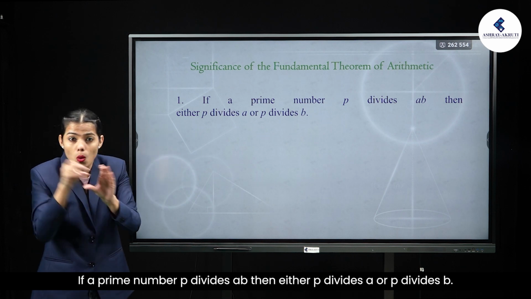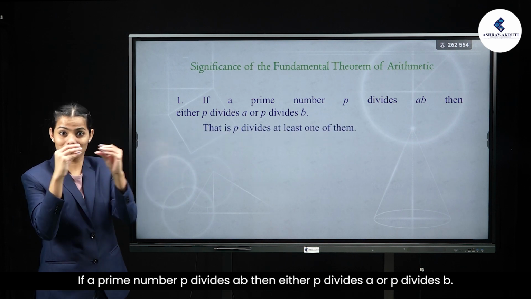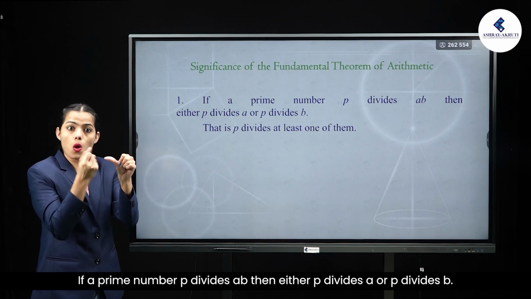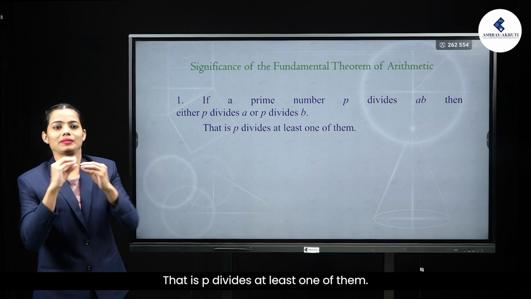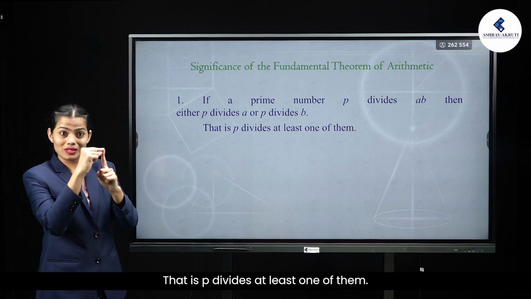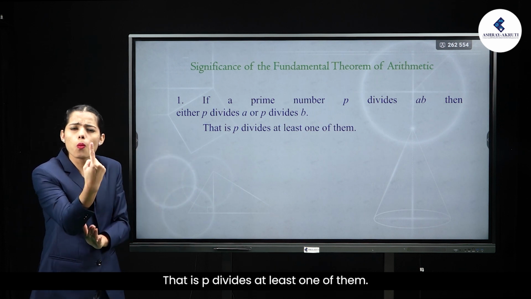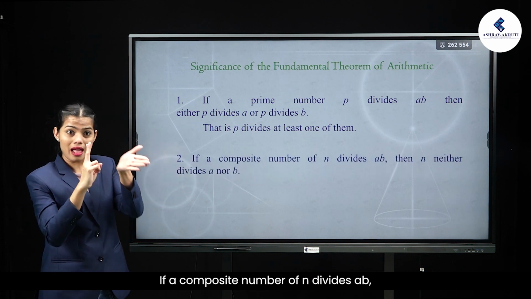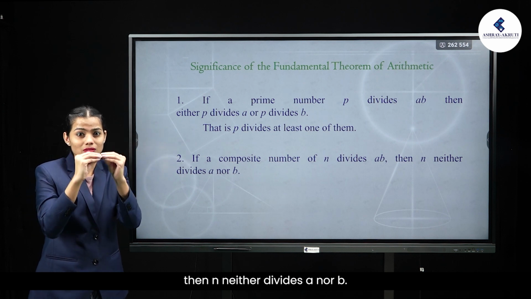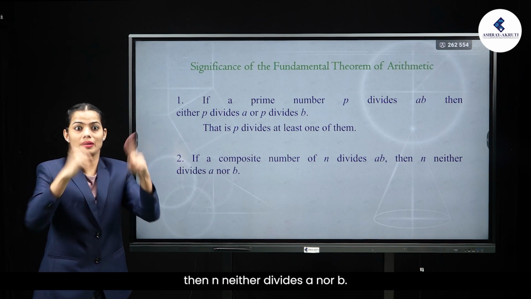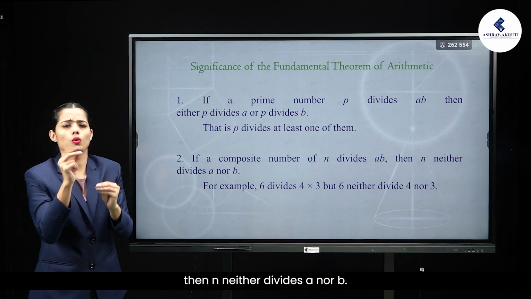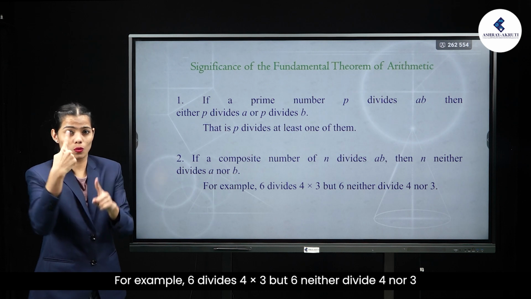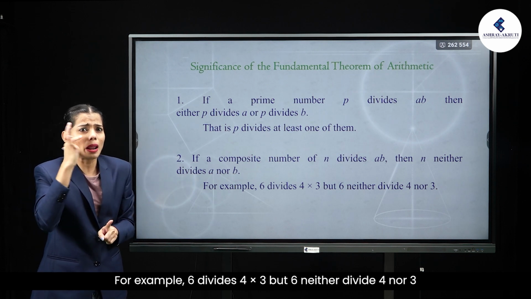If a prime number p divides AB, then either p divides A or p divides B. That is, p divides at least one of them. If a composite number n divides AB, then n need not divide either A or B. For example, 6 divides 4 × 3, but 6 neither divides 4 nor 3.